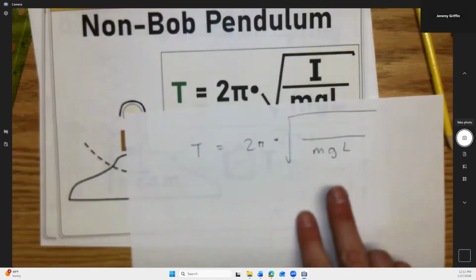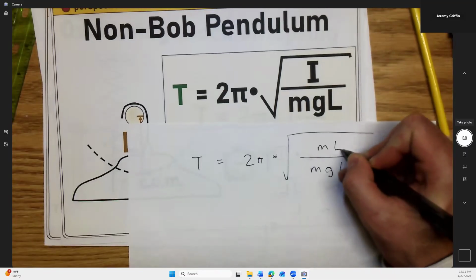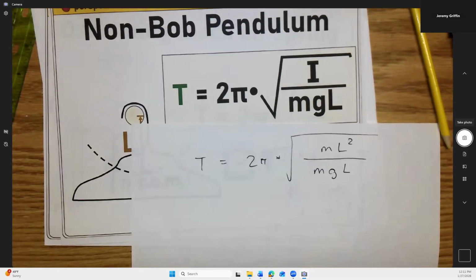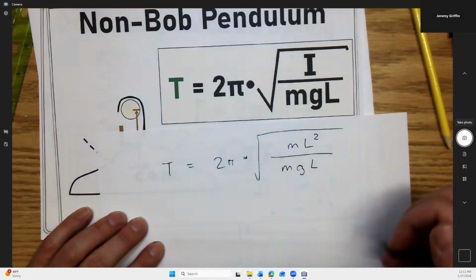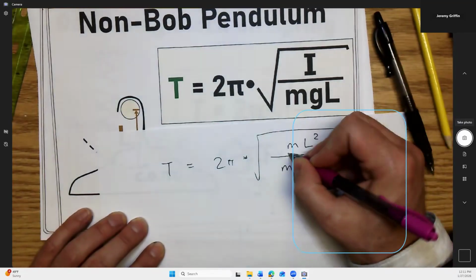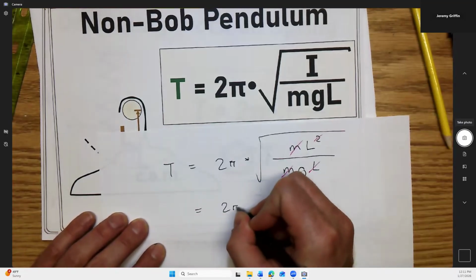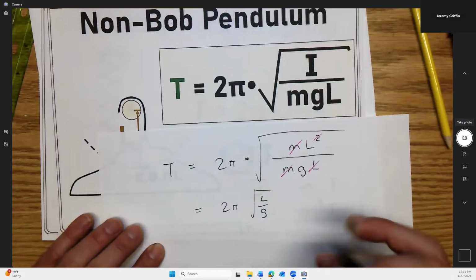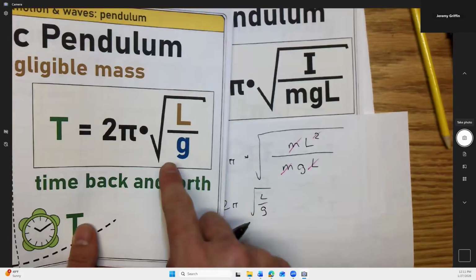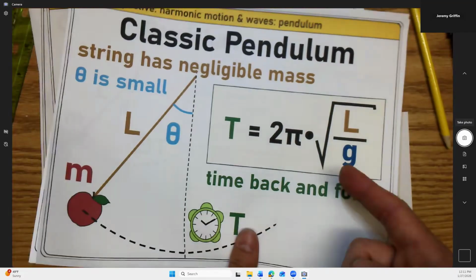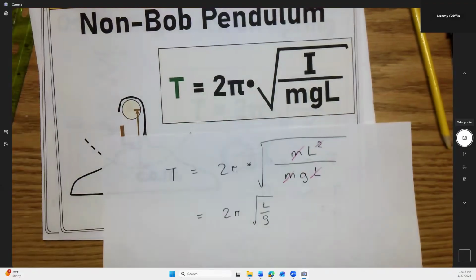So what am I going to write right here? MR squared. ML squared. Yeah, ML squared. Okay, so what next? What simplifies? And what are you left with? 2 pi square root of L over g, like gravity. Oh yeah, it's the same thing. Yes, it's the same thing. Again, for this class, this is really the only one you have to know. But you guys see that connection?